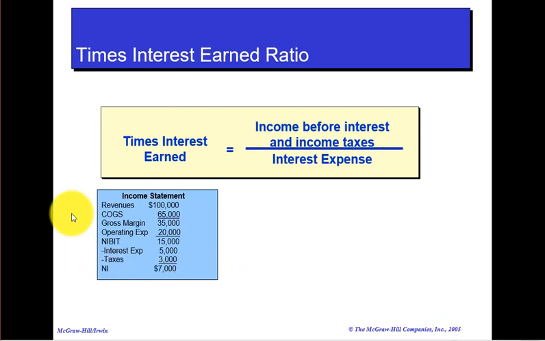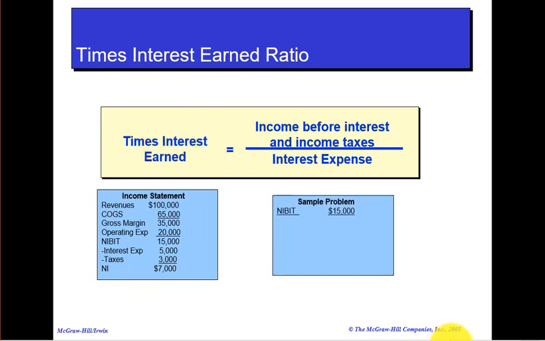Now, the way to do the calculation for times interest earned, here's what we're going to do. We're going to say NIBIT, which is up here, this net income before interest and taxes, 15,000. That's the top number, divided by the interest expense, which was 5,000. That gives us a times interest earned of 3. So that's what it looks like from an income statement point of view. That's how I do the calculation.